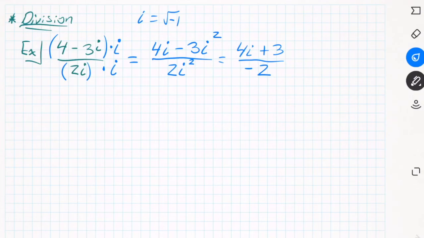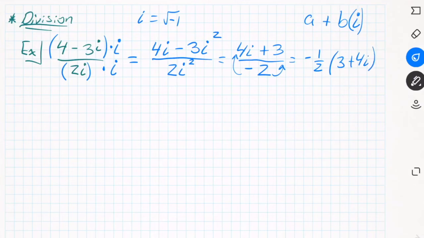Now, I want to write it as a complex number of the form a plus bi. And I really, really want i to be the last thing that I wrote. So I'm going to distribute the negative 2 in the bottom to the two pieces in the top. That's legal because this is the same thing as negative 1/2 times 3 plus 4i. So the distributive property is still there.